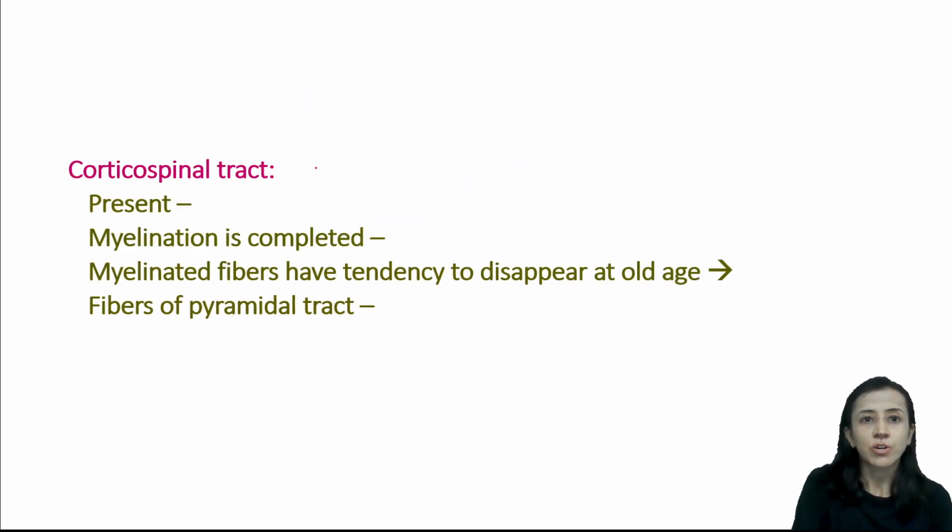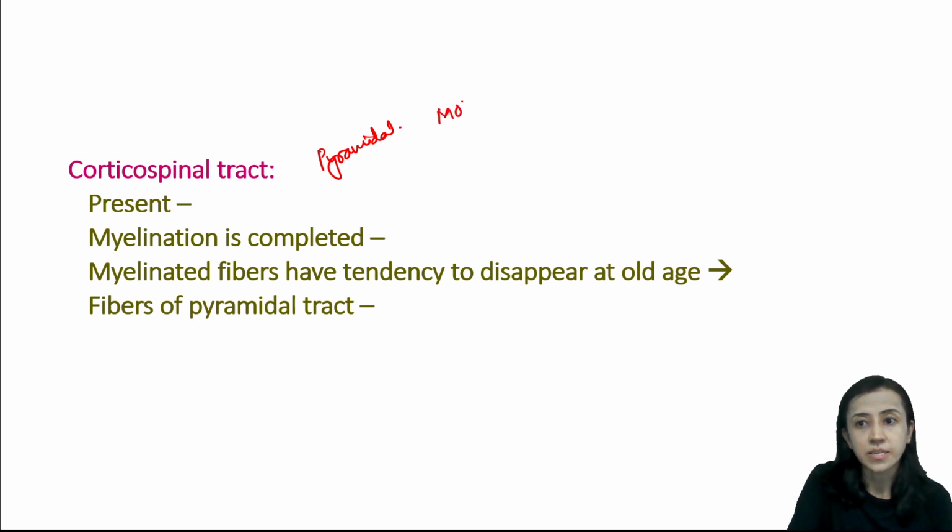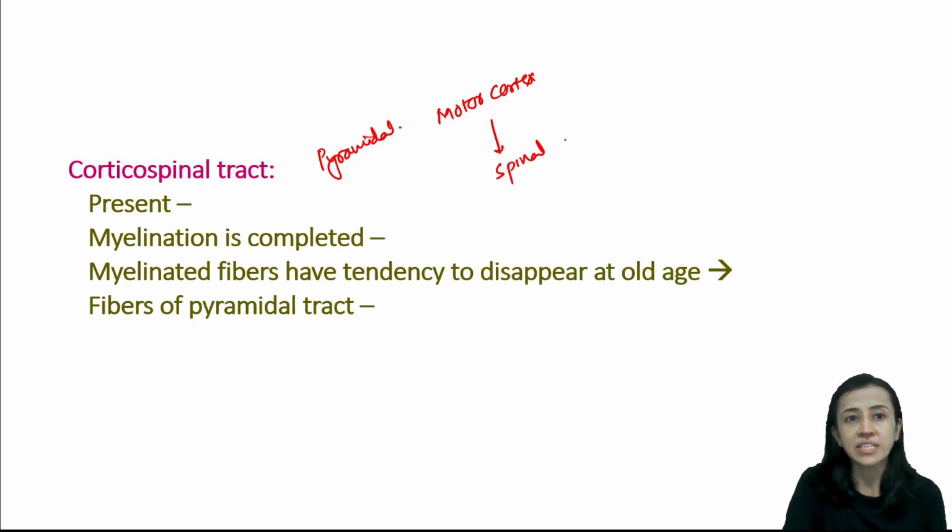As I told you, they are also known as pyramidal tracts. Now, this is the longest tract. They start from the motor cortex, and they reach up to the last segment of the spinal cord. So they are the longest tract in human beings. They are present in higher animals and human beings.